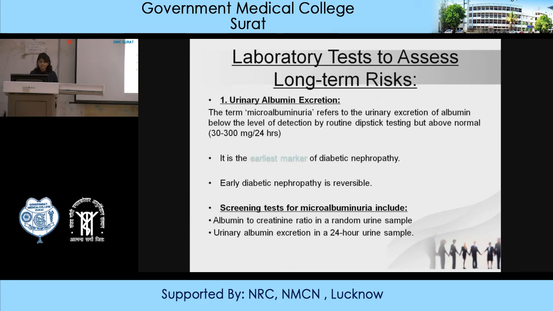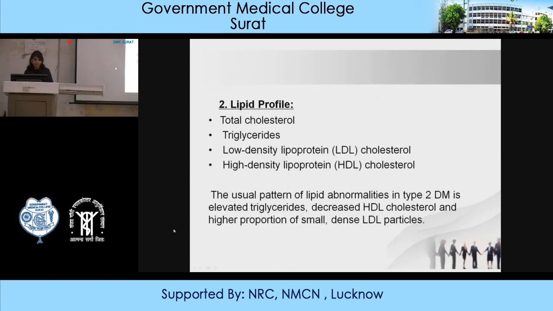Firstly, we can do albumin to creatinine ratio in a random urine sample, or urinary albumin excretion measurement in a 24-hour urine sample. Second, to screen the patient for macrovascular complications related to cardiovascular disease, we need to do a lipid profile during follow-ups of the patient and measure HDL, LDL, VLDL, total cholesterol and triglyceride level. The ratio of these would also be recommended.